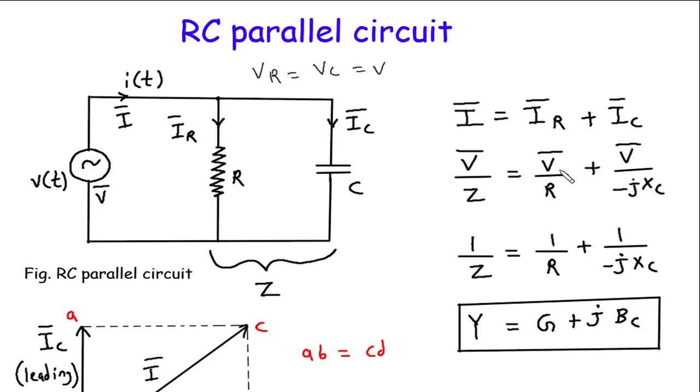Now if we take this V common from here and here, so this V and this V will get cancelled. So what remains? Here 1 by Z, here 1 by R, and here 1 by minus JXC. Now 1 by Z, that is the reciprocal of impedance, is admittance, and the reciprocal of resistance is conductance, and the reciprocal of this 1 by J is plus J, and this 1 by XC is susceptance, capacitive susceptance. It is represented by BC.